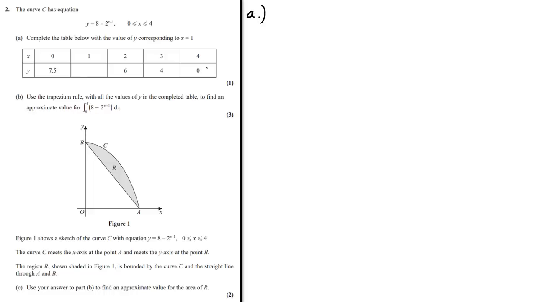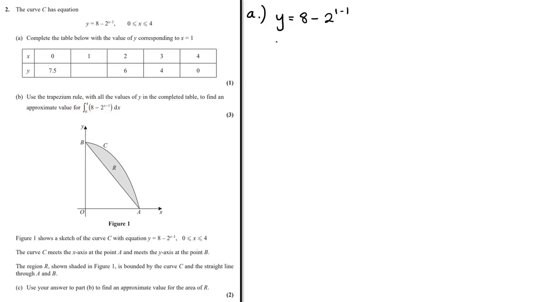And all we're looking to do for part A is complete the table. Now sometimes you might be asked to find all the values in the table. In this case we only need to find one particular value, and that's when x equals 1. So to find y, we just replace x here with 1 in this given equation. So y is equal to a minus 2 to the power of x minus 1. So if x is equal to 1, that's 1 minus 1 there.